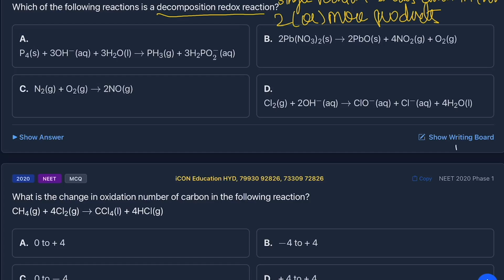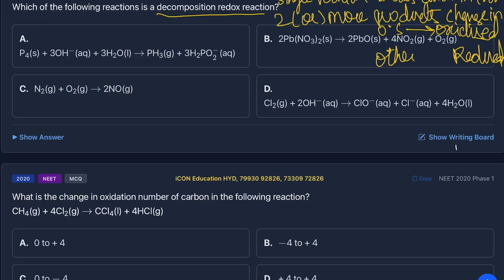A change in oxidation state takes place, which means one element is oxidized and the other element is reduced. So what is a decomposition redox reaction? A single reactant breaks down into two or more products, with a change in oxidation state, where one element is oxidized and the other element is reduced. This is called the decomposition reaction.